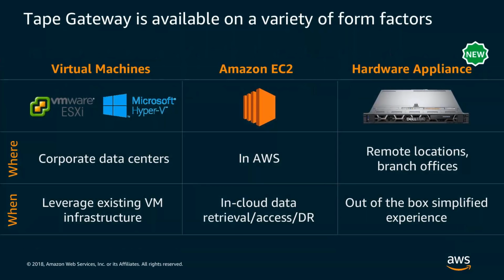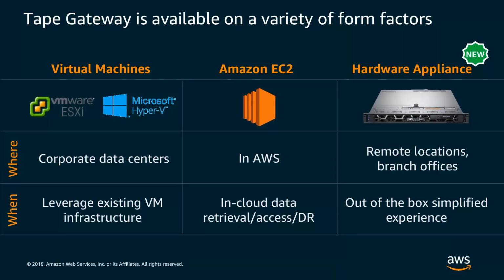So as I was talking earlier, you can deploy tape gateway on a number of form factors. The left-hand column here describes that you can deploy tape gateway on a VMware ESXi hypervisor or a Microsoft Hyper-V based virtual machine. And typically you would use this option in your corporate data centers or offices when you have an existing VM infrastructure already. You have your own VM clusters and you have the IT staff to manage and run these clusters. And you have a VM to spare for your tape gateway needs.